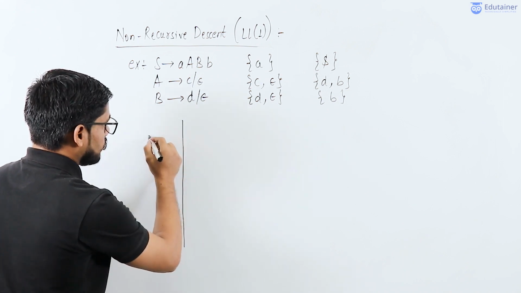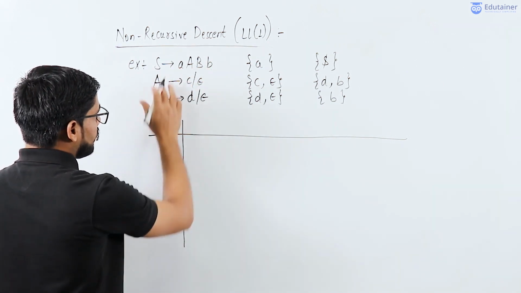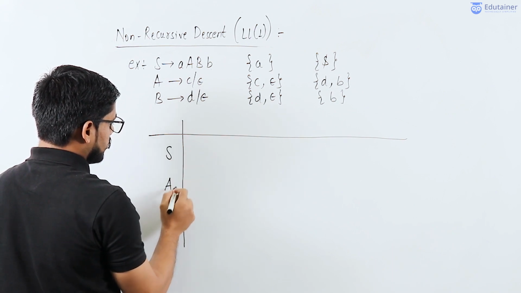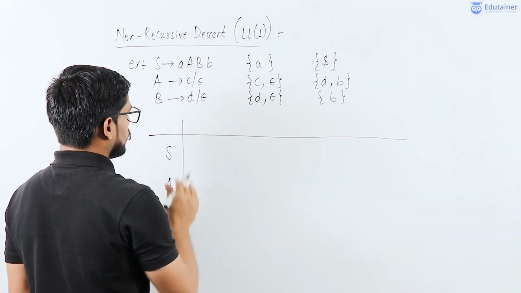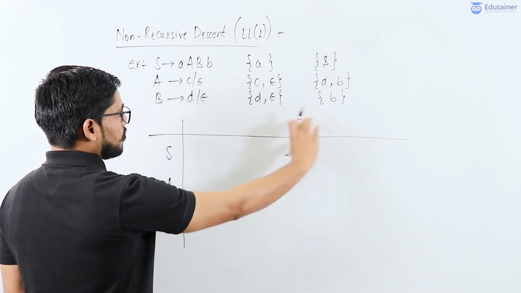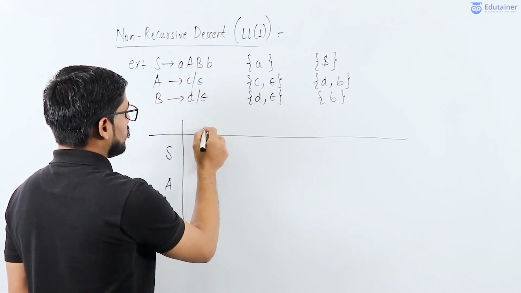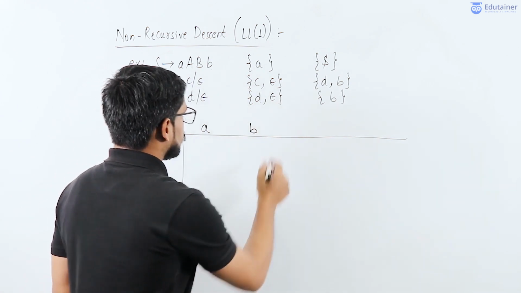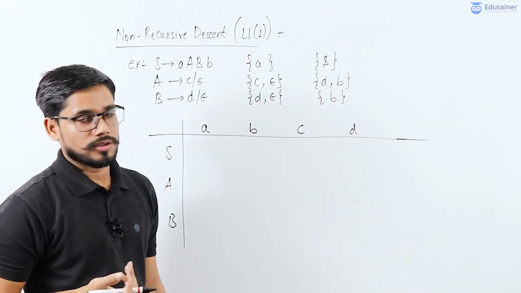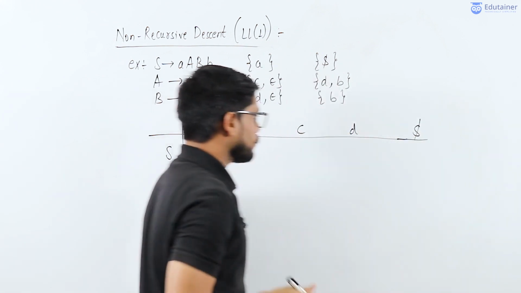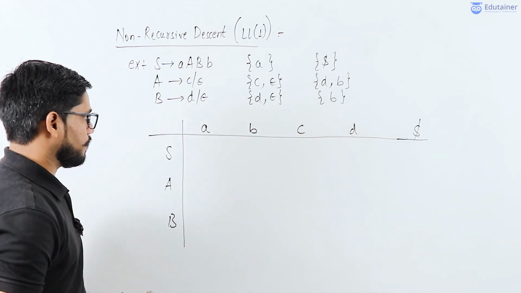In an LL1 parsing table, always remember the row corresponds to the production of a variable. So how many variables are present here? There are three variables, S, A and B, while the column corresponds to the terminals of a production. The possible terminals are a, b, c, d, and every input is ended with a dollar, so dollar is also a terminal. So we have 5 terminals here, a, b, c, d and dollar, and 3 variables S, A, B.